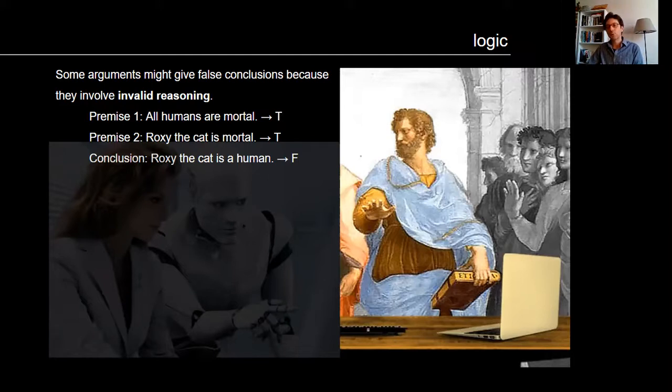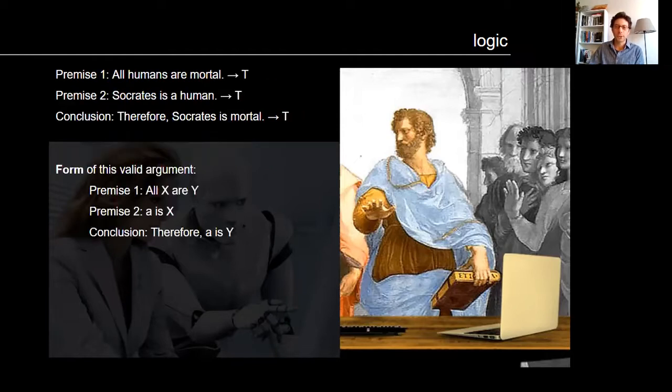Whether an argument is valid or not depends on its form. Here comes another technical term, form. There are rules of logic that we use to find out whether the form of an argument is valid or not. We cannot cover all these rules in this class, but I will give you just one such example.